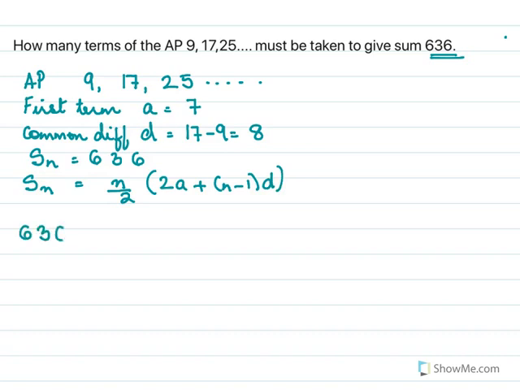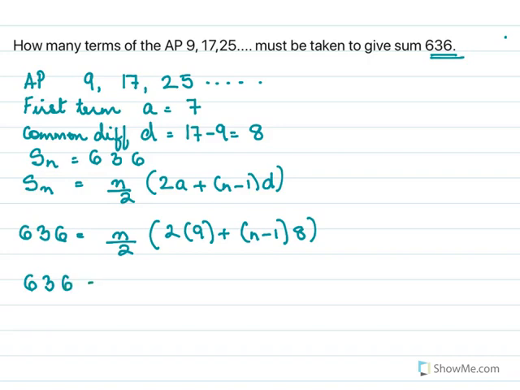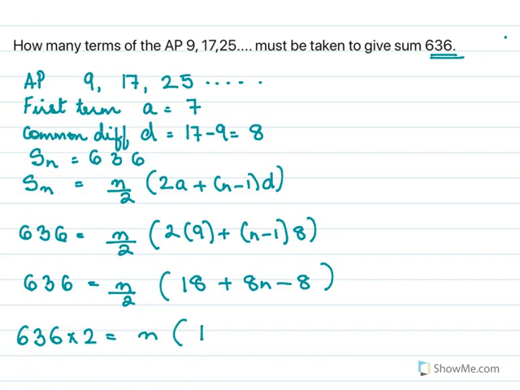Sn is 636, n by 2, 2a, 2 into 9, (n minus 1). Here the d is 8. So 636 equal to n by 2 into (18 plus 8n minus 8). If you cross multiply, you get 636 into 2 equal to n into (10 plus 8n).